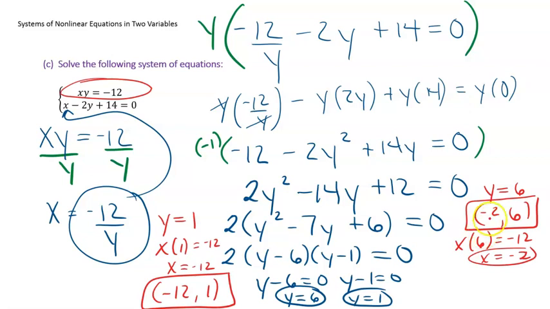So I'm going to take my x is -2, y is 6, and plug it in the second equation. So if I got -2 minus 2 times 6, so it's -2 minus 12 is -14. Plus 14 is 0. That one checks. Now take -12, 1 and plug it in that second equation. So -12 minus 2 times 1, which is -12 minus 2 is -14, plus 14 is 0. Yes, they both check. You see how easy this is? You can do this. I know you can.